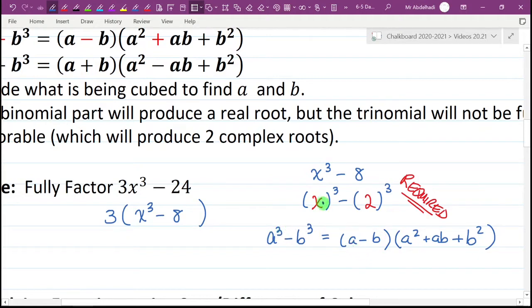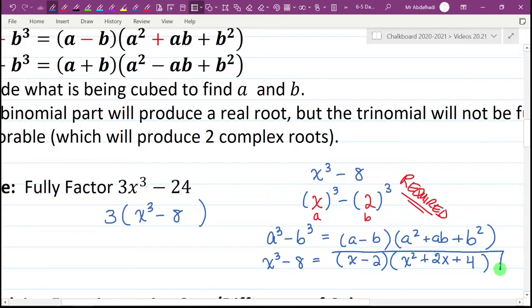So now that I know what my a is and what my b is, my a is x, my b is 2. That means that x cubed minus 8 equals a, which is x, minus b, which is 2, times a squared. Well, my a is, once again, this, my b is this. So a squared is x squared, plus a times b. Well, that would mean x times 2, or 2x. You always write the number before the letter. And then finally, plus b squared. Well, b is 2, so this is 4. And there you go. You factored this difference of cubes here.